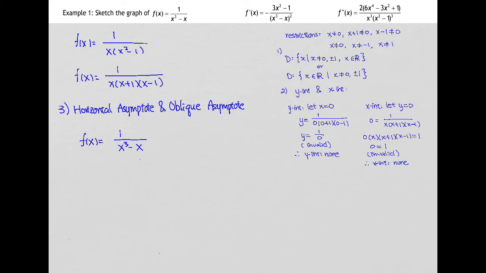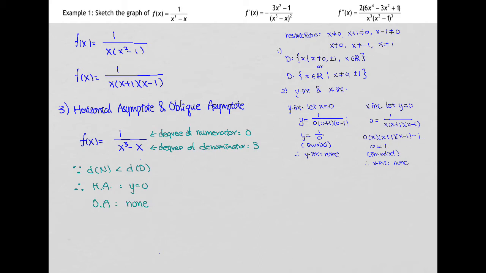There's no x. That means we say the degree of the numerator is 0. Next one, in the denominator, the highest exponent that we see is actually a 3. So we say the degree of the denominator is 3. And since the degree of the numerator is less than the degree of the denominator, therefore we say the horizontal asymptote will be at y equal to 0, and the oblique asymptote does not exist.